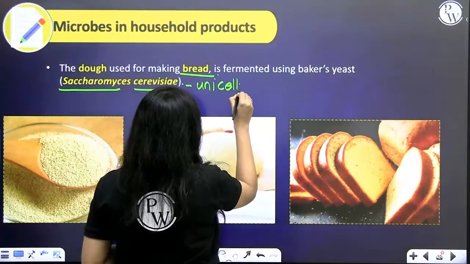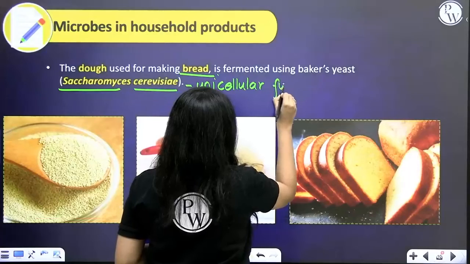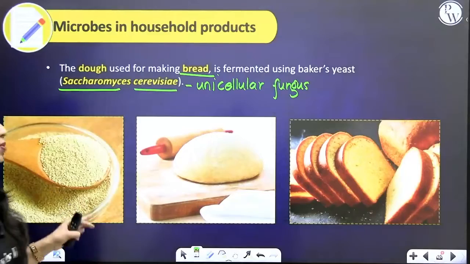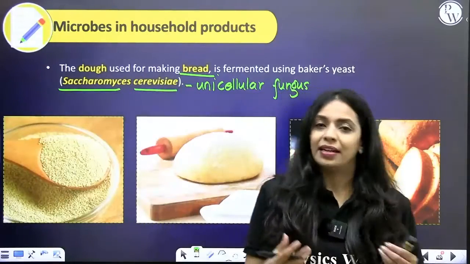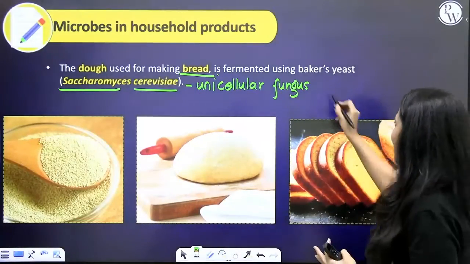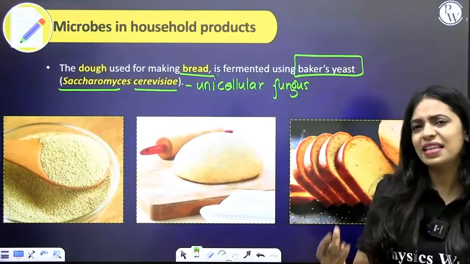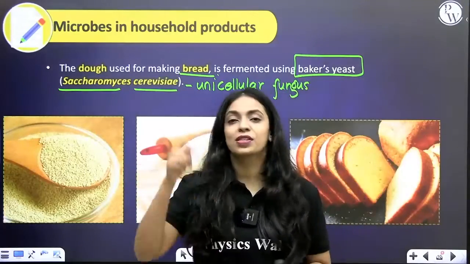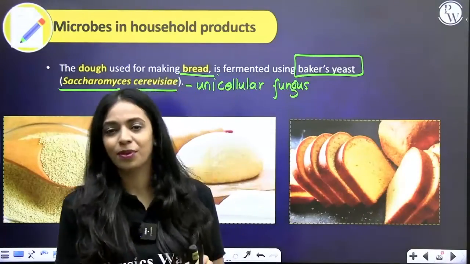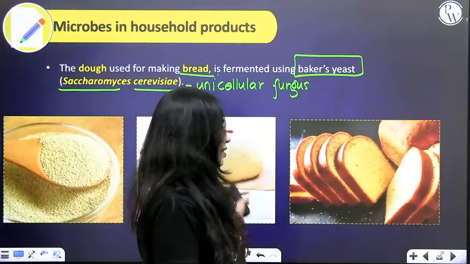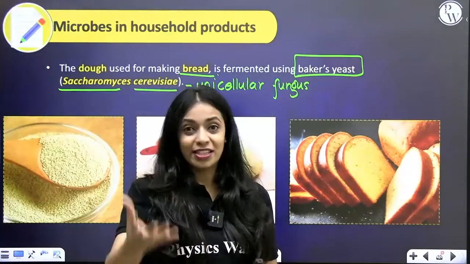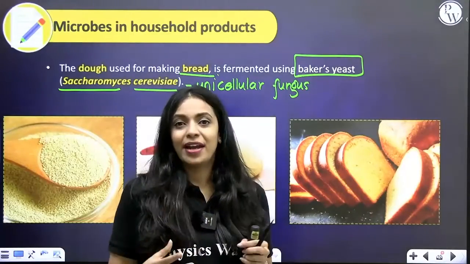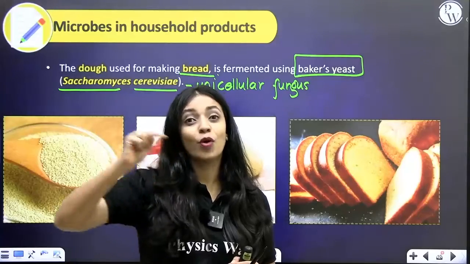I'm sure you know this, right? It is a unicellular fungus used in the baking industry, because of which it is also called baker's yeast. Now this yeast is available in the form of dried powder like this. You mix it with the dough and let it sit for some time, and then it'll get fermented. When you bake it, carbon dioxide gets released, which is why our cakes and our bread will have a spongy and porous appearance.